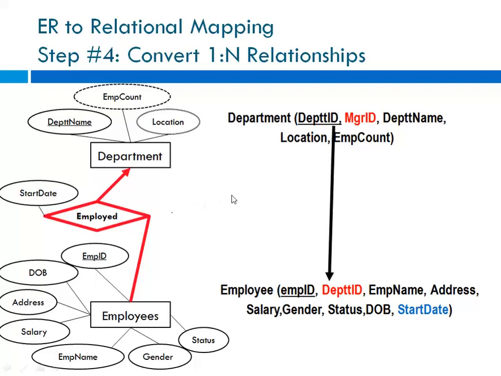So how is the relationship defined, since we have this as n and this as 1? In the n side, the relationship attribute start date is added here in blue, and the department ID, the primary key of this particular table, is added as the foreign key in this side table. So employee will get department ID as a foreign key and start date as a new attribute in this table. So start date is coming from the relationship attributes.